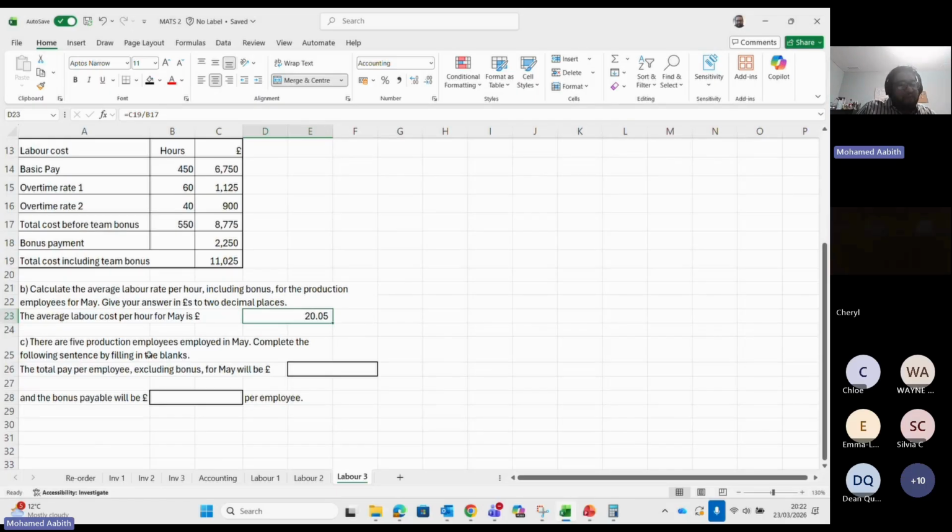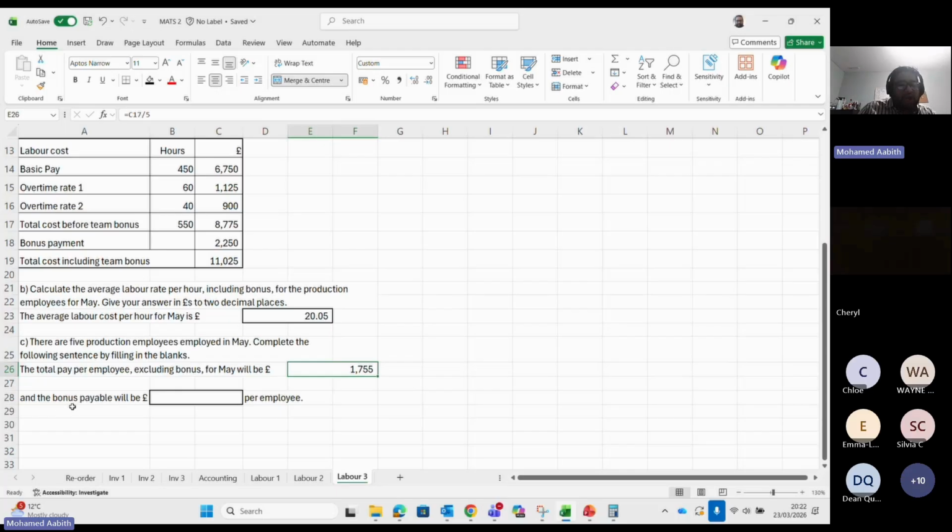And there are 5 production employees employed in May. Complete the following sentence by filling the blanks. For total pay per employee excluding bonus, May will be, so in that case, if I'm going per employee, how much is the cost going to be? I'm going to look at that. You're going to have the total cost divided by 5, which is going to be 1,755 because it's excluding bonus.